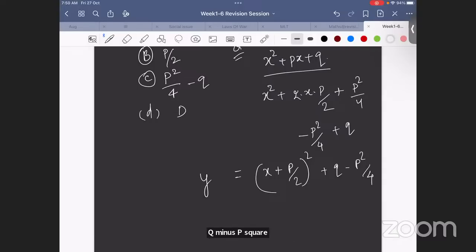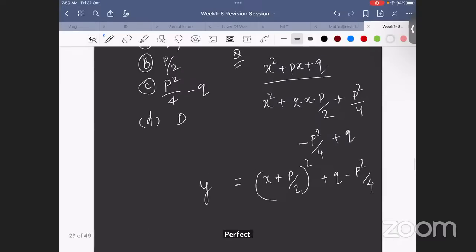Minus p square by q. Can you repeat that? This, sir. Minus p square by 4. Why did we add that? This is what you're asking. Yes. I told you, right? Can we write this equation in this form?